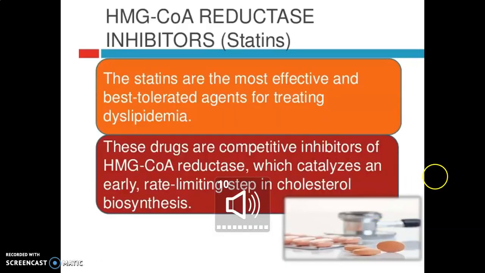Then different types of HMG-CoA reductase inhibitors are there. We are going to see this specially in our lectures because these are specially asked in the syllabus. HMG-CoA reductase inhibitors are the statin drugs. The statins are the most effective and best tolerated agents for treating hyperlipidemia. These drugs are competitive inhibitors of the HMG-CoA reductase enzyme, which catalyzes an early rate limiting step in cholesterol biosynthesis.